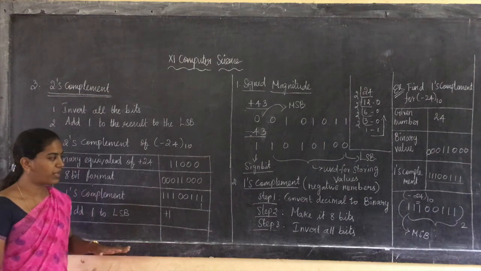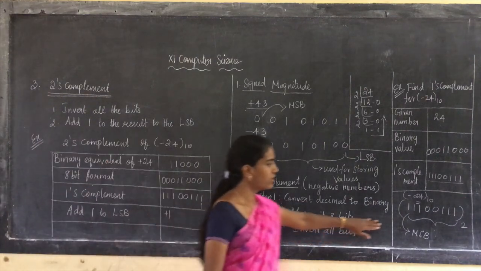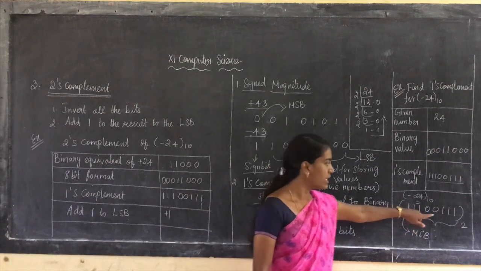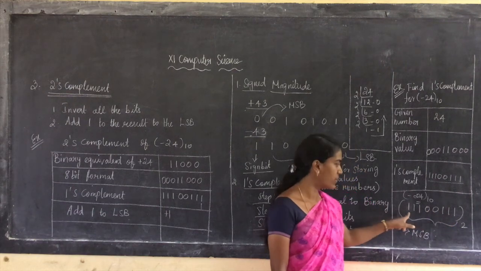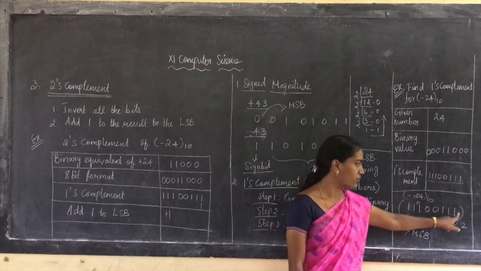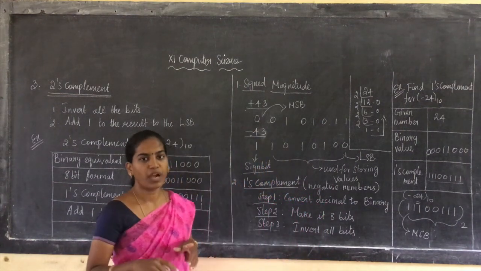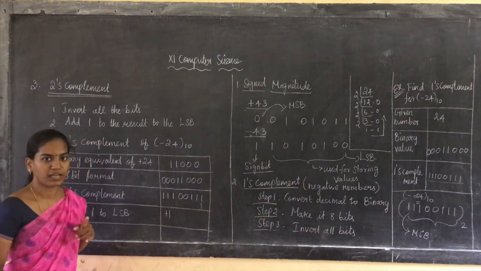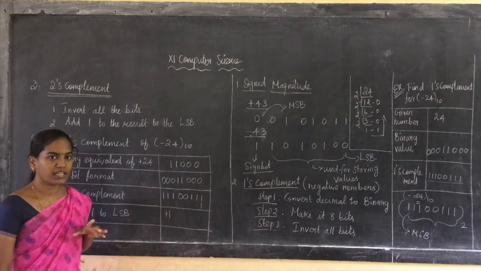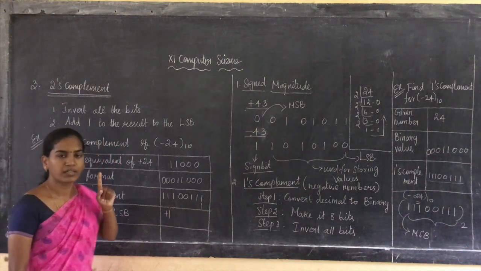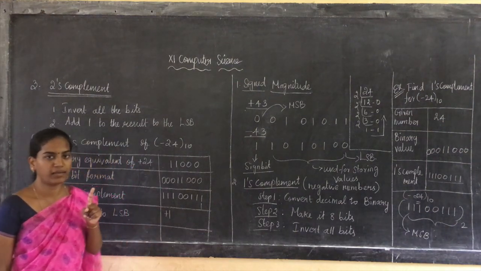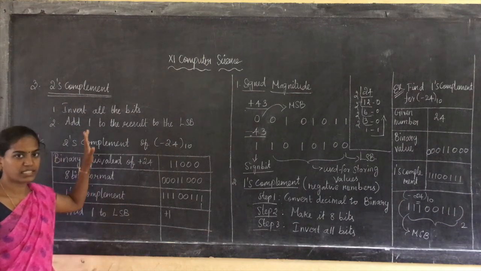Finally, we convert, and you can get this type of value. At the LSB, whatever 1 is in the value, you have to add. In the addition method, you just add 1 to the number. So that is the step.